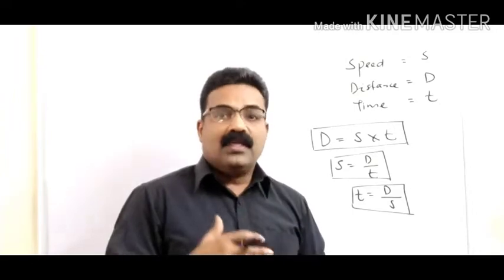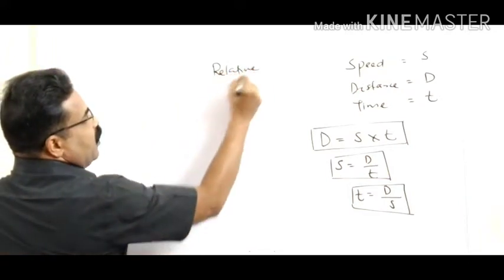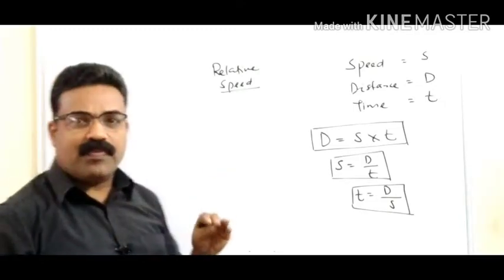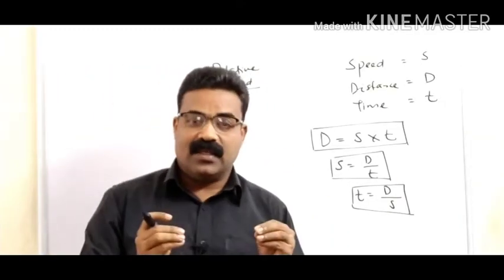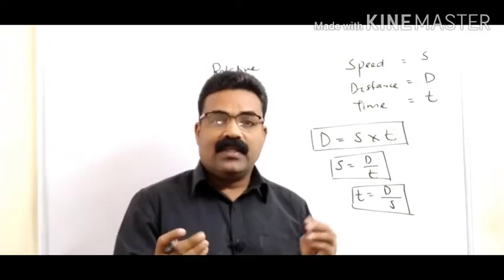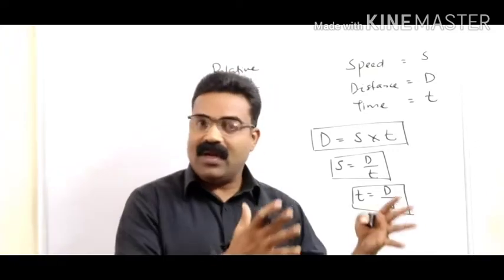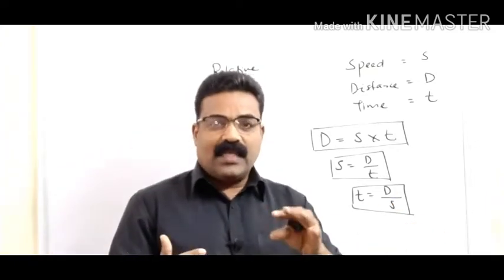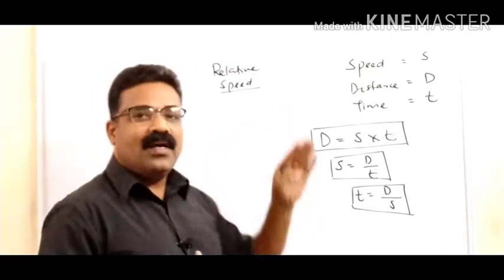First parameter. What is the second parameter? Relative speed or relative velocity. When we talk about velocity or speed, both of them are the same as far as our mathematics concept is concerned. When we talk about physics, then relative velocity and speed are a little different. One is a scalar quantity having only magnitude, one is a vector quantity having magnitude as well as direction. But as far as your competitive exam questions are concerned, we will take relative speed and relative velocity as the same.